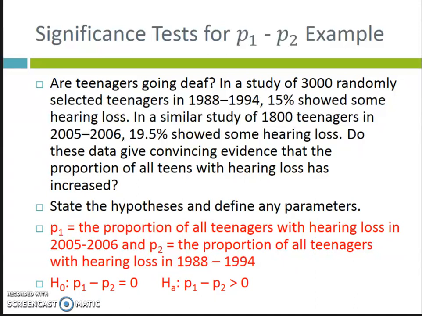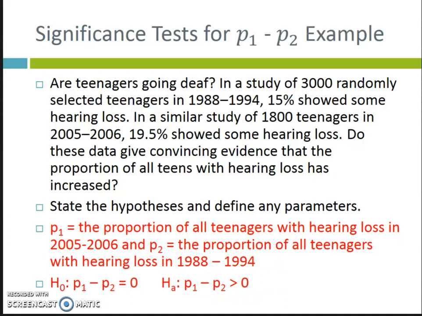I'm just using sub 1 and sub 2. If you wanted to use something different, that's fine. So I'm going to say that P sub 1 is the proportion of all teenagers with hearing loss in 2005-2006. And then P sub 2 would be the proportion of all teenagers with hearing loss in 1988 to 1994.